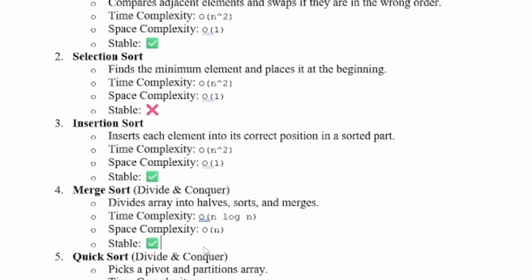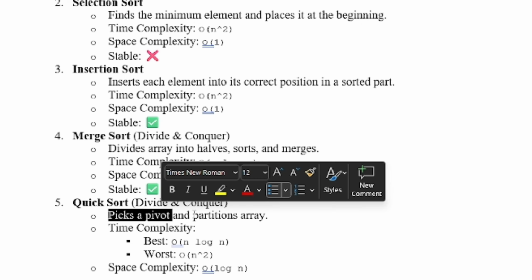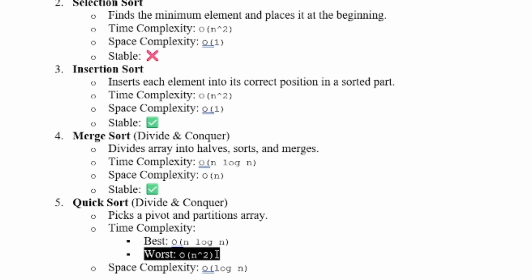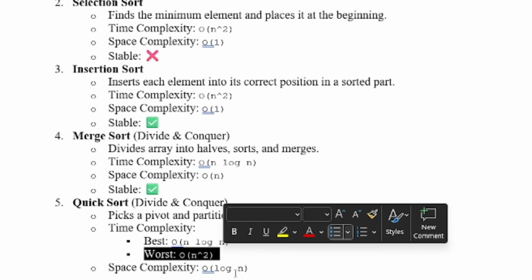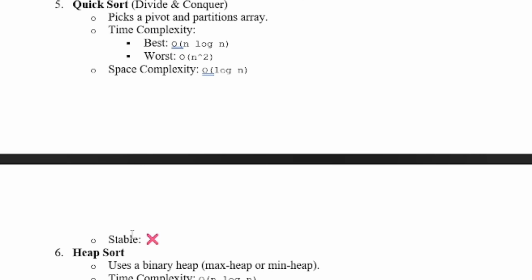Now come to the fifth one, quick sort. This also uses the divide and conquer technique. In quick sort, we pick a pivot element and partition the array. Time complexity in the best case is O(n log n), and in the worst case is O(n^2), and space complexity for quick sort is O(log n). And this is not a stable algorithm.